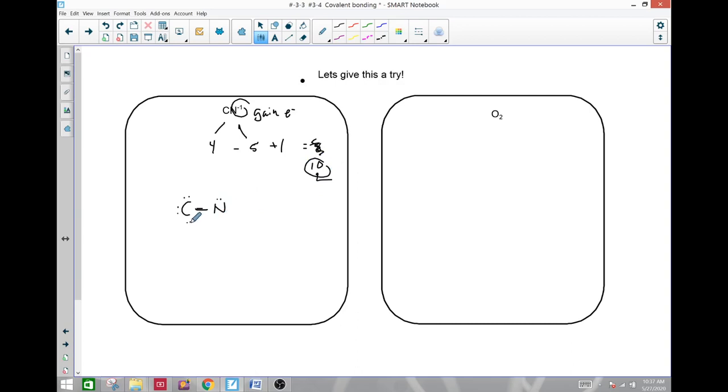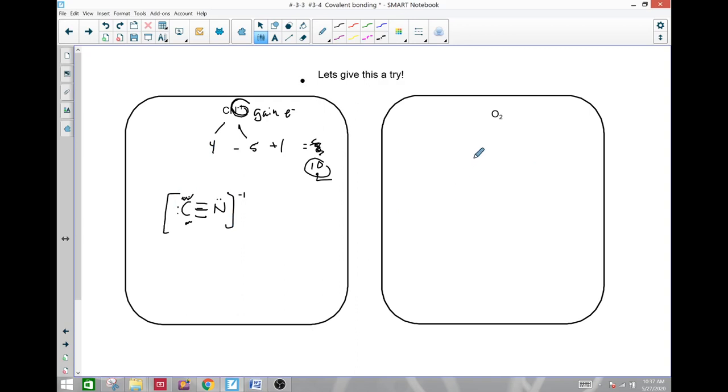How many pairs am I short here? I'm short 2 pairs. What we do when we're short is take a pair off a neighbor, scratch it off nicely, and move it between the atoms. Now those electrons count for everybody. Does nitrogen have 8? 2, 4, 6, 8? Yes. Does the carbon have 8? Yes. Done. When we have a negative charge, or any charge, we put it in brackets and list that charge in the upper right-hand corner.